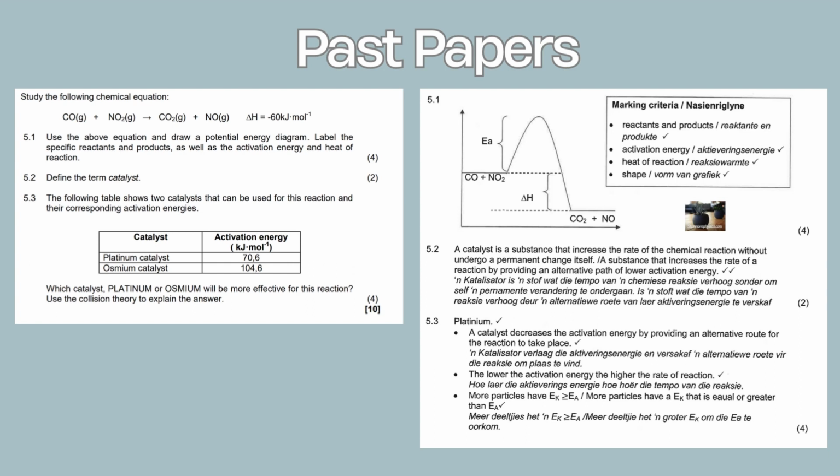Platinum is the lower one, and osmium is the higher one. So it would obviously be platinum because a catalyst decreases the activation energy by providing an alternate route for the reaction to take place, and that is the lower one. Thus, we use the platinum. The lower the activation energy, the higher the rate of reaction. More particles will have kinetic energy that is greater than activation energy.